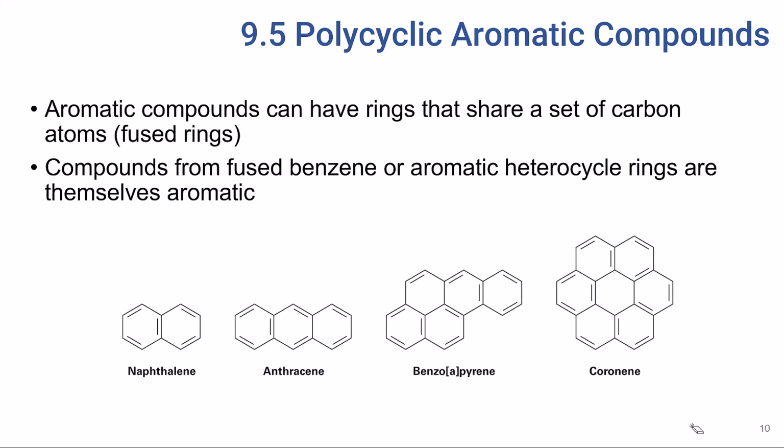Polycyclic aromatic compounds are present in the environment. These have rings that are fused together, and there's multiple rings fused together. When they fuse together, they form these polycyclic aromatic hydrocarbons. These, a lot of times, are carcinogens. So naphthalene is in mothballs. We have anthracene, benzo[a]pyrene, and coronene. And we get exposure to these at different places. So these are these PAHs, or polycyclic aromatic hydrocarbons.